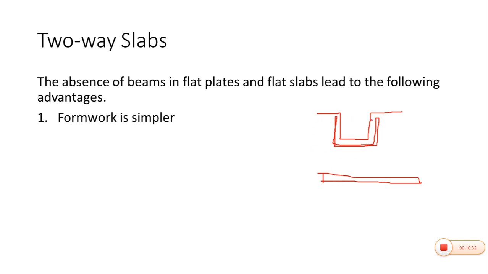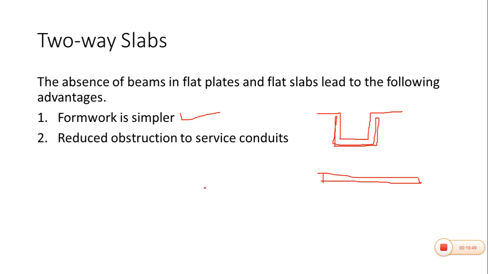To make this kind of arrangement with beams, some extra effort is required, whereas in the case of flat plates or flat slabs, I need to provide just a horizontal platform, so it makes the formwork simpler. Now the second advantage is reduced obstruction to the service conduits.